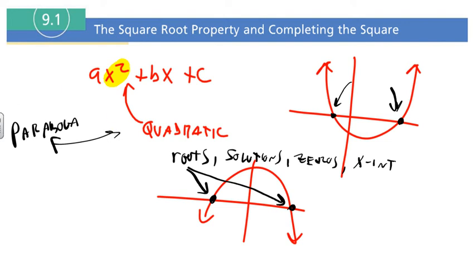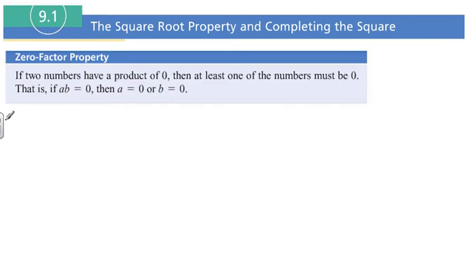All right, so let's see if we can do our first example here. So first of all, we need to know what is the zero factor property. And actually, you learned about the zero factor property in, let's see, chapter 6, I believe. All right, when you factored and then when you solved your factors by doing the zero property.